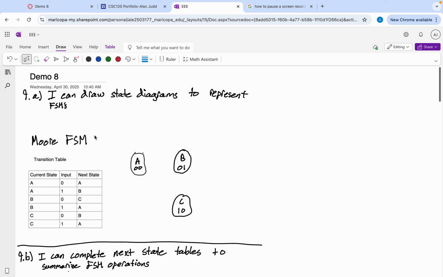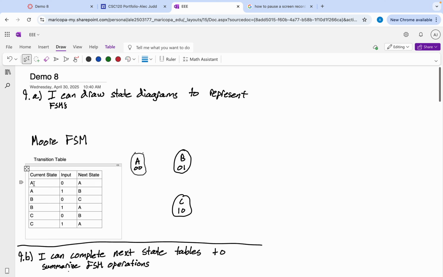Okay, this is my demo 8. I'm going to be demoing on 9A, 9B, 9C, and 9D. For 9A, I can draw state diagrams to represent FSMs. So I'm going to draw a state diagram to represent a Moore FSM using this transition table right here.